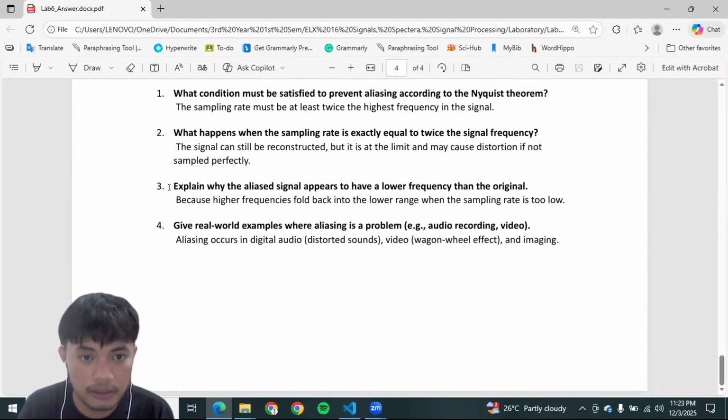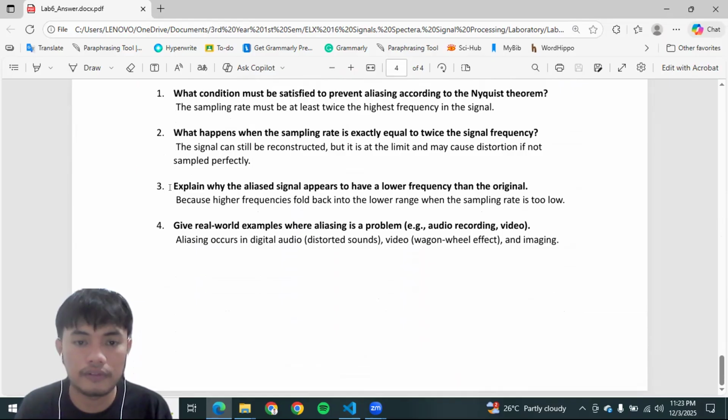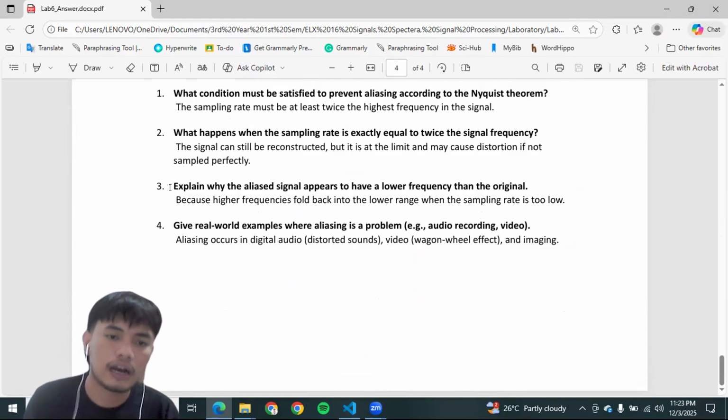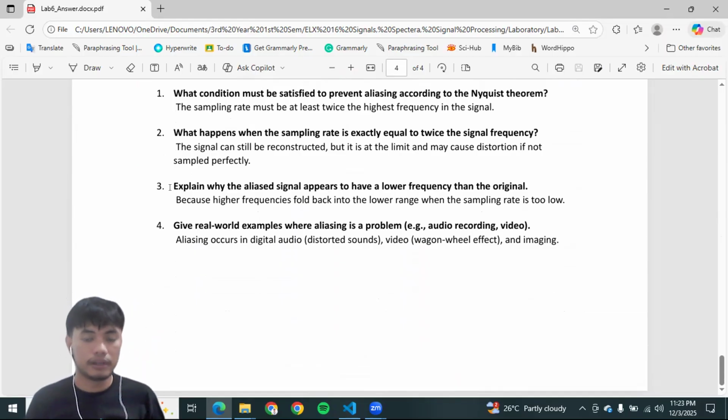So explain why the alias signal appears to have a lower frequency than the original. That is because higher frequencies fall back into the lower range when the sampling rate is too low.